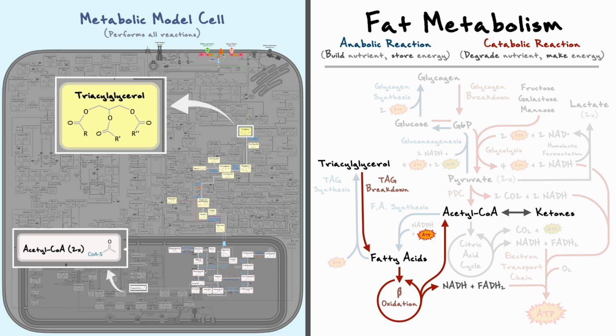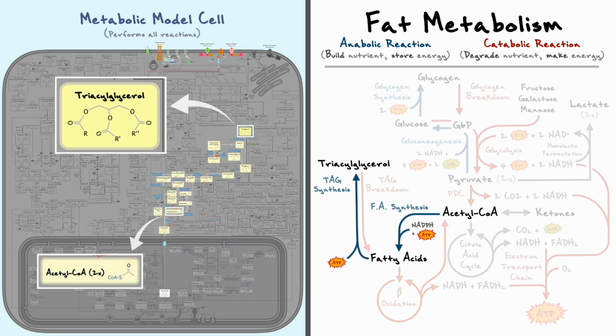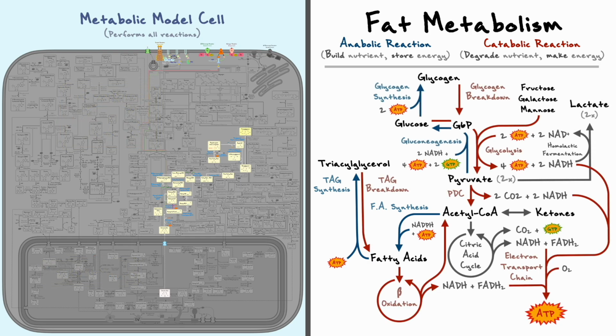Now, I want to consider the anabolic side of fats. The two main pathways for this are the synthesis of fatty acids from acetyl-CoA and the production of triglycerides from fatty acids. Throughout this section, I will also discuss a bunch of regulatory mechanisms that are in place to control the degradation and synthesis of fats. So, to get started, we'll begin with fatty acid synthesis, but before we jump into the reactions, I want to first consider some intuition on fat anabolism.